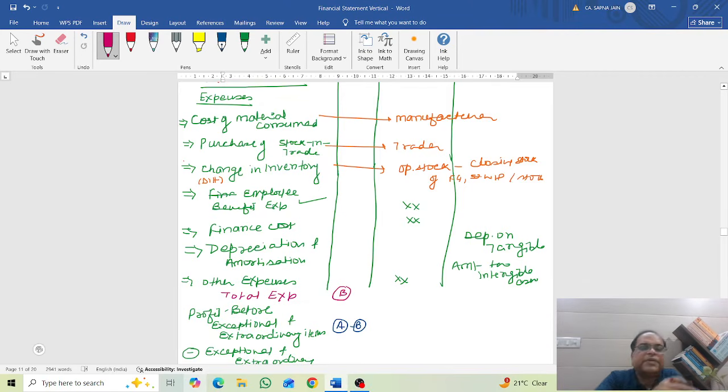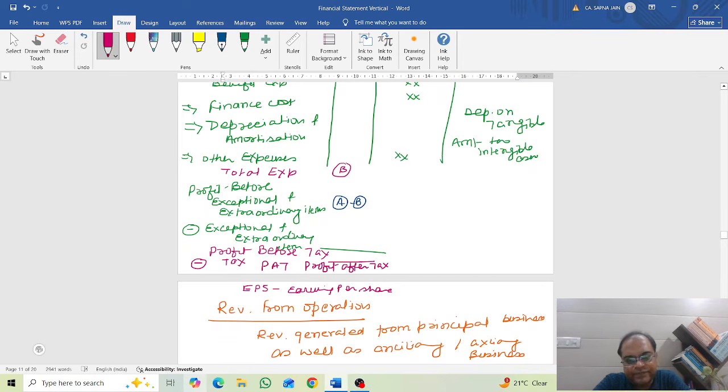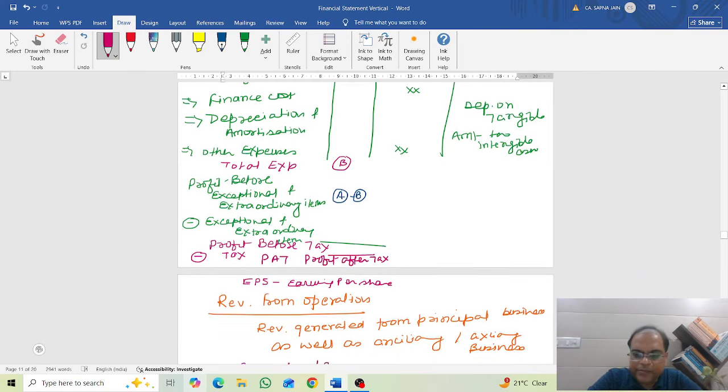The total of all the 7 items, or the items which are given in the question, is called total expenses. Now total income minus total expenses is called profit before extraordinary and exceptional item. Now subtract extraordinary and exceptional item, so the remaining is the profit before tax. Now out of profit before tax, subtract tax or income tax, so the remaining is the profit after tax. So this is the format to prepare statement of profit and loss account.